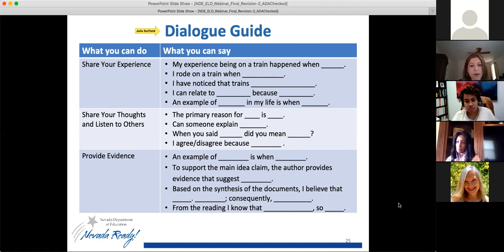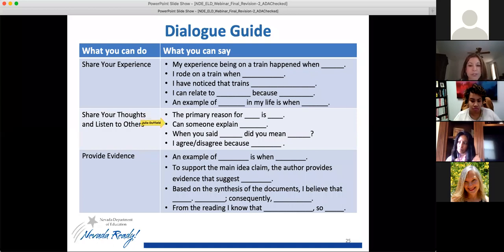And then we also want to think about having students, when they share their thoughts and listen to others, here are some great sentence stems for them to use. The primary reason for, and then they give an example and they give the reason why. Can someone explain? When you said, did you mean? I agree or disagree. And these are great sentence stems for students to use as they are using those key recounts. They're going to be arguing, they're going to be explaining, they recount. So these are really important sentence stems for students to use as they are developing that academic language with teacher support. And providing evidence. That's important as we read any body of text.